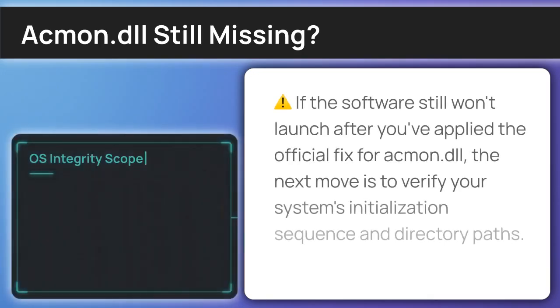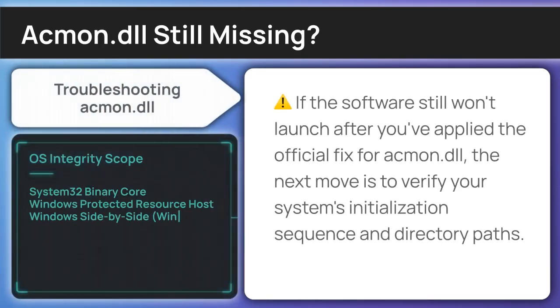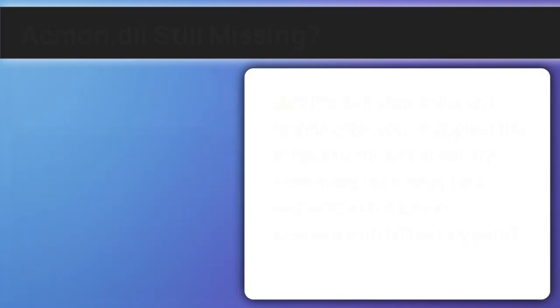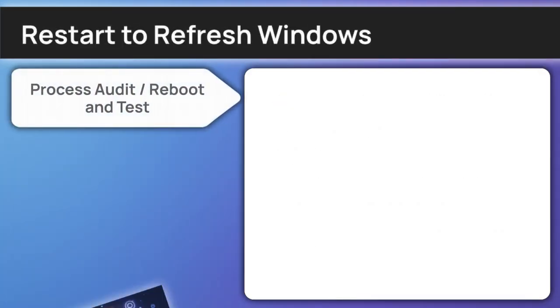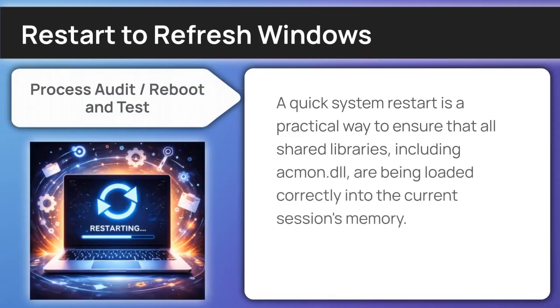When a fresh installer fails to clear the error, it typically points toward a deeper conflict within the Windows execution layer. A quick system restart is a practical way to ensure that all shared libraries, including AC Monitor Module, are being loaded correctly into the current session's memory.